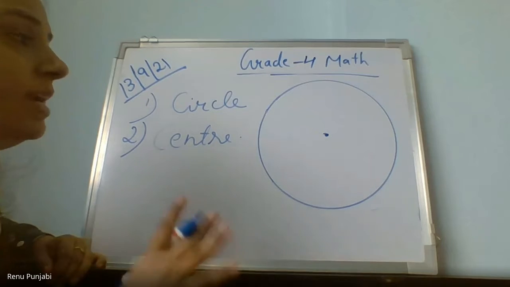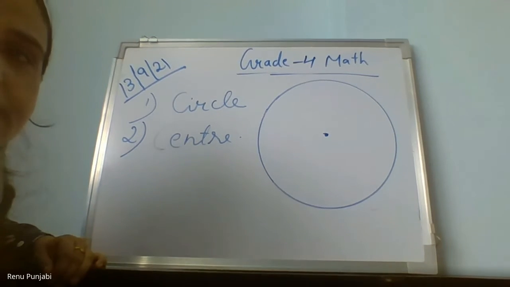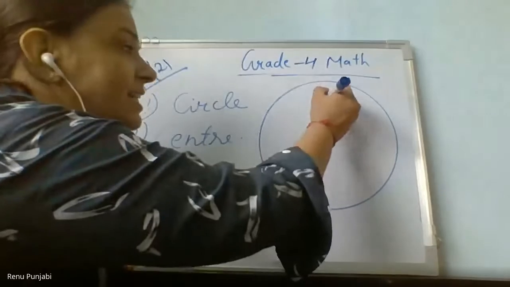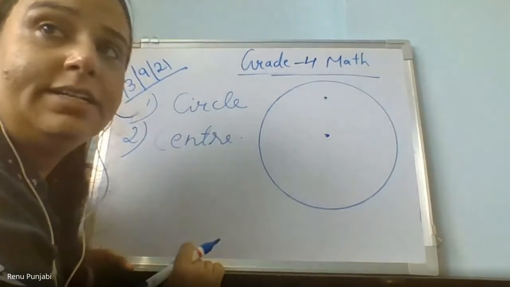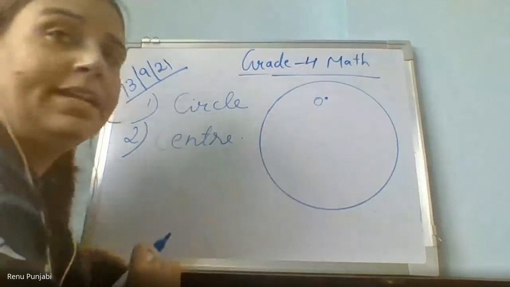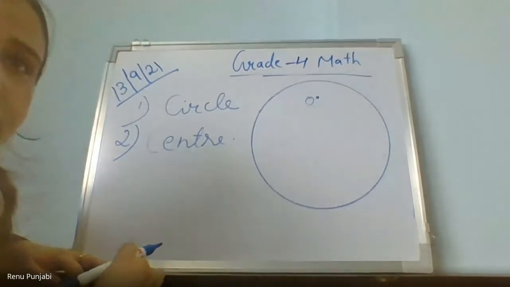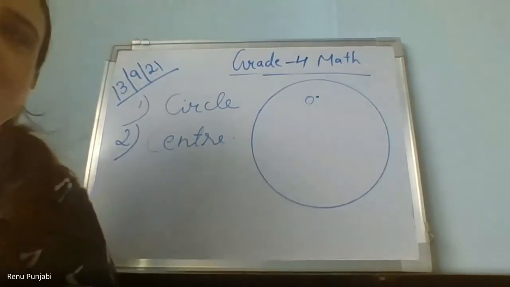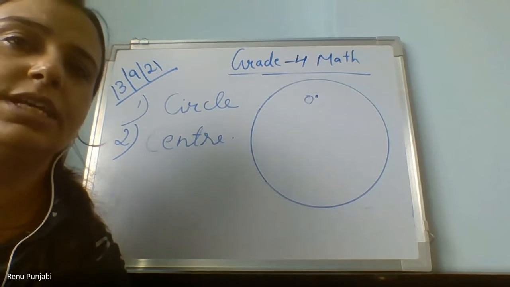But how will you define what the center means? Can this be the center? क्या ये center हो सकता है? I can give O also. Can this be a center of a circle? Prayag, what is the center of a circle?